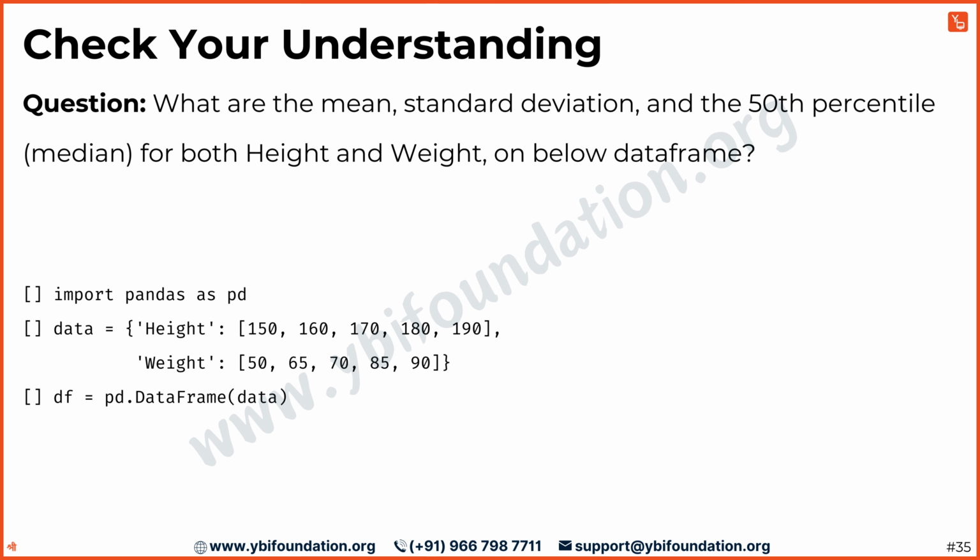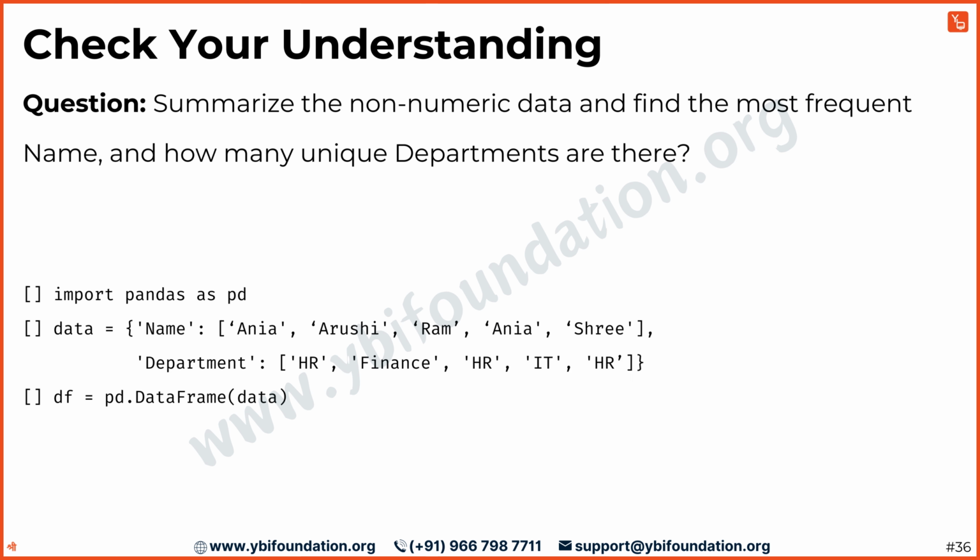In this exercise, we will focus on using the describe method to generate summary statistics. You are provided with the following data frame that contains 2 columns, height and weight. Now, check your understanding and tell what are the mean, standard deviation, and the 50th percentile, also known as the median, for both height and weight.